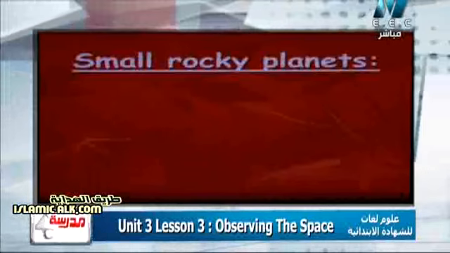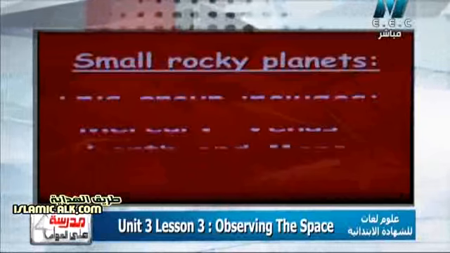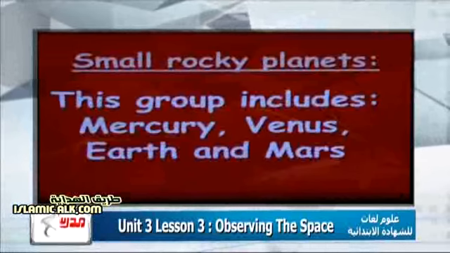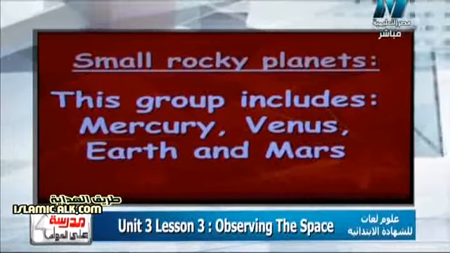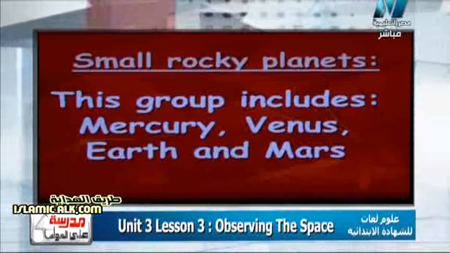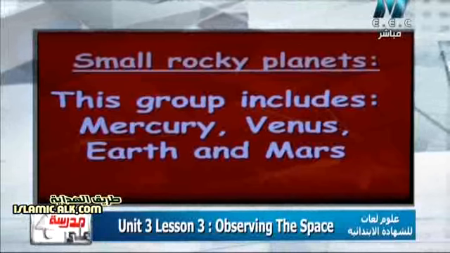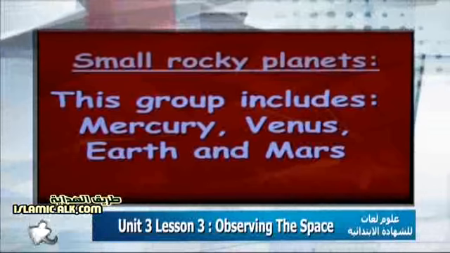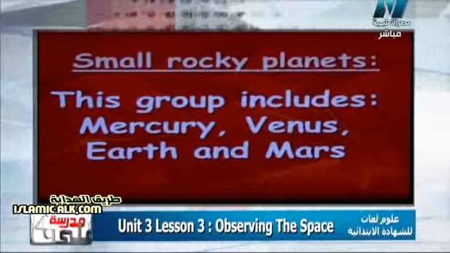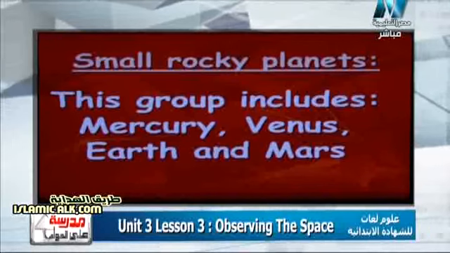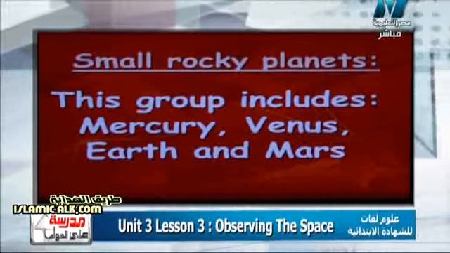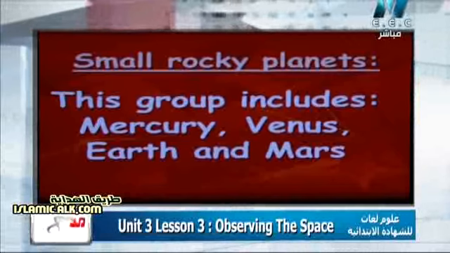So let's make a comparison between those planets. The first, small rocky planets, include Mercury, Venus, Earth, Mars. Again, those small rocky planets include Mercury, Venus, Earth, Mars, and they consist of rocks, and they are small planets compared to the outer planets.